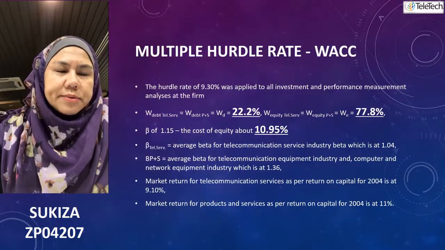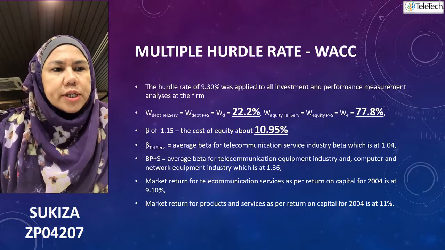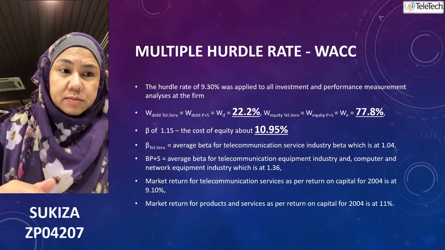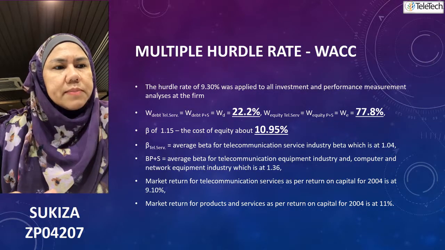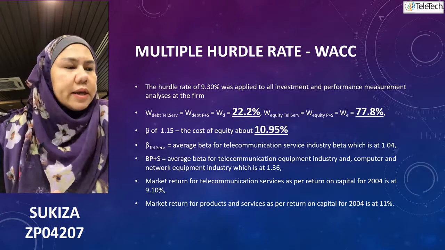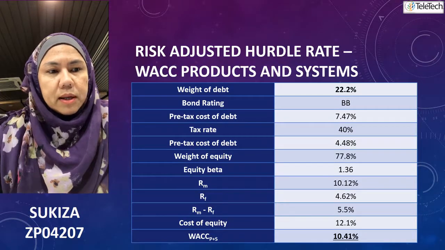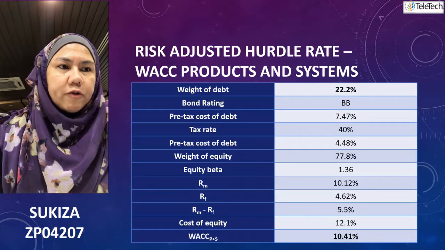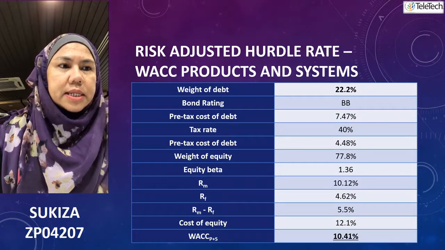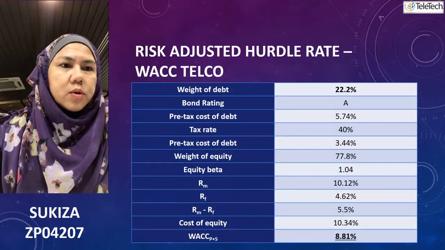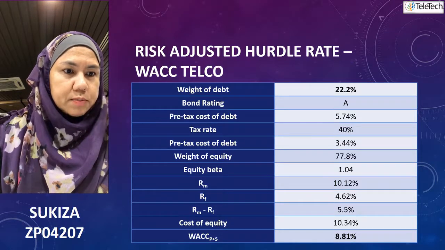Okay, the hurdle rate is using the WACC. For this they are using only one beta, which is the industry beta at 1.04, and because of this, the hurdle rate is generated at 9.3%. If, let's say, we use a risk-adjusted hurdle rate, which is multiple based on the segment, then we can see the WACC for product and system is 10.41, which is much higher than 9.3, while the WACC for telco is 8.81, which is much lower than 9.3%.